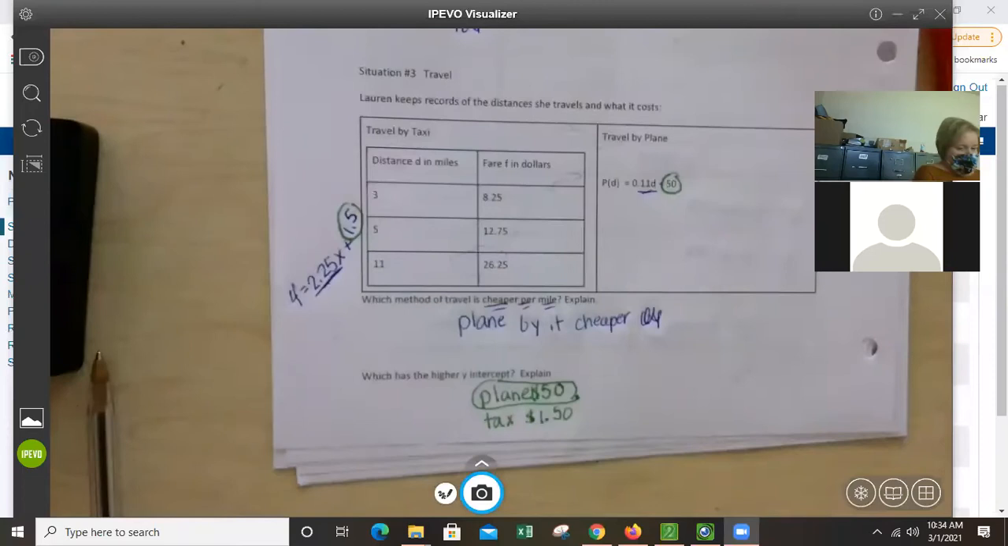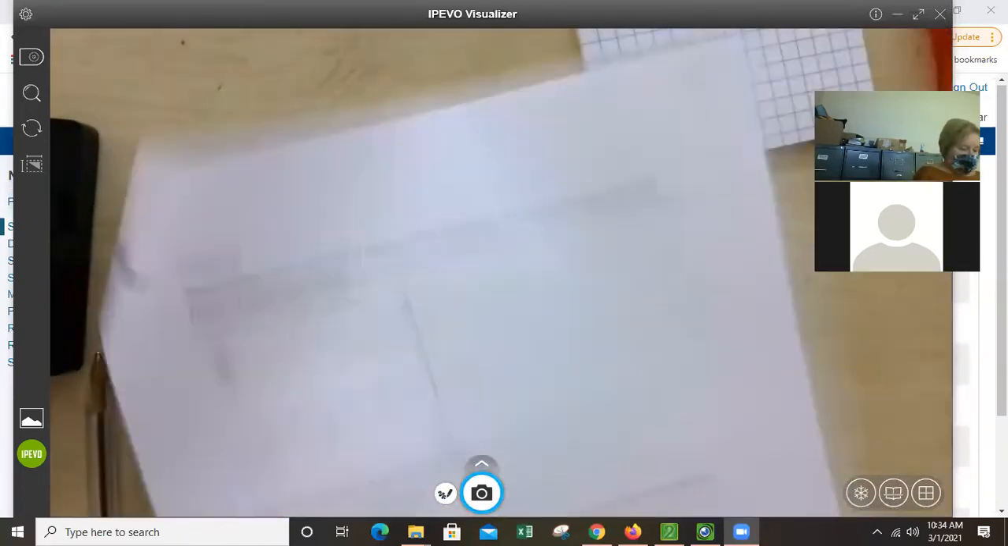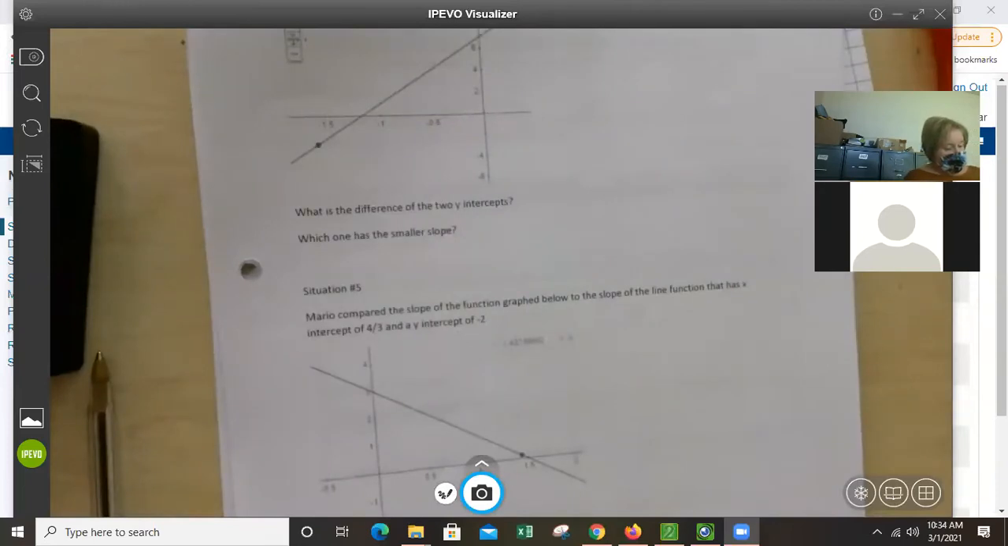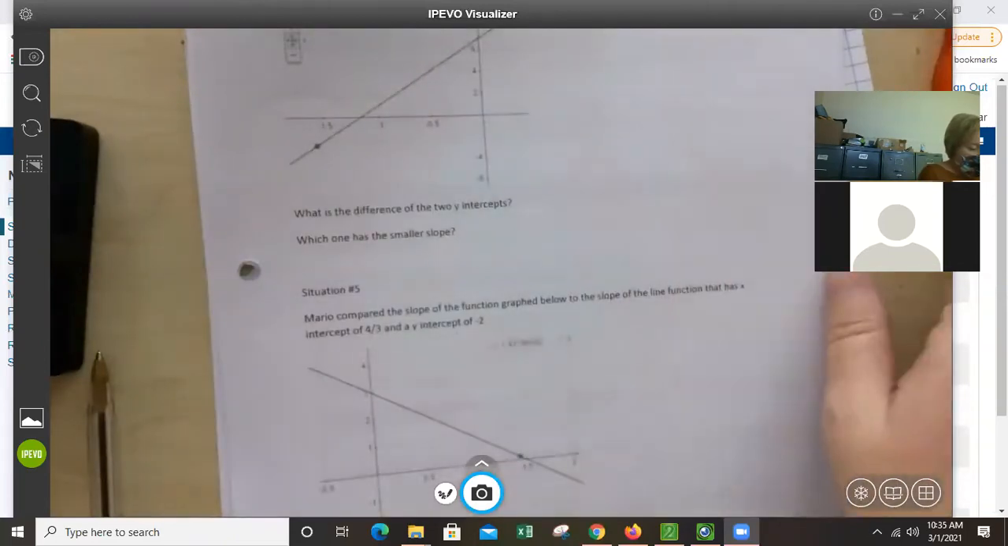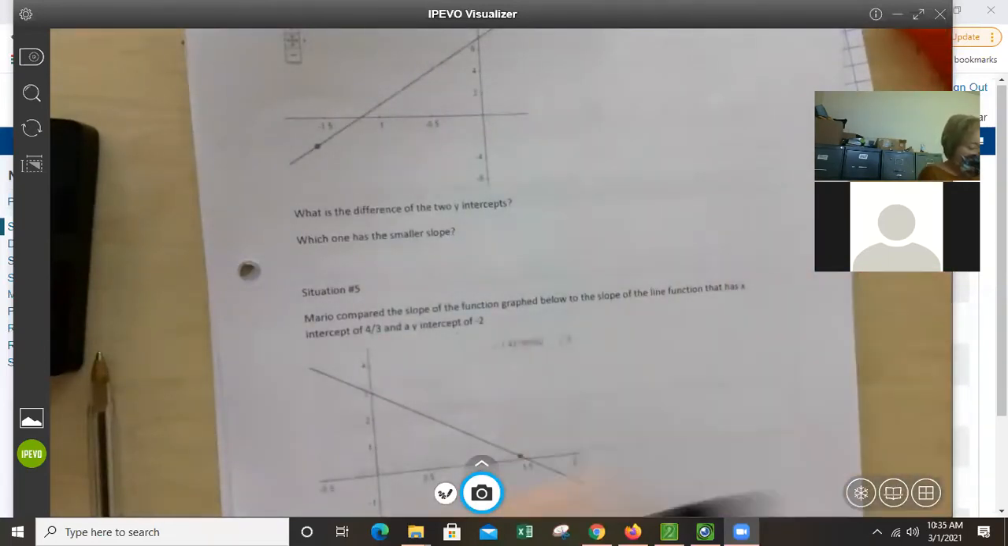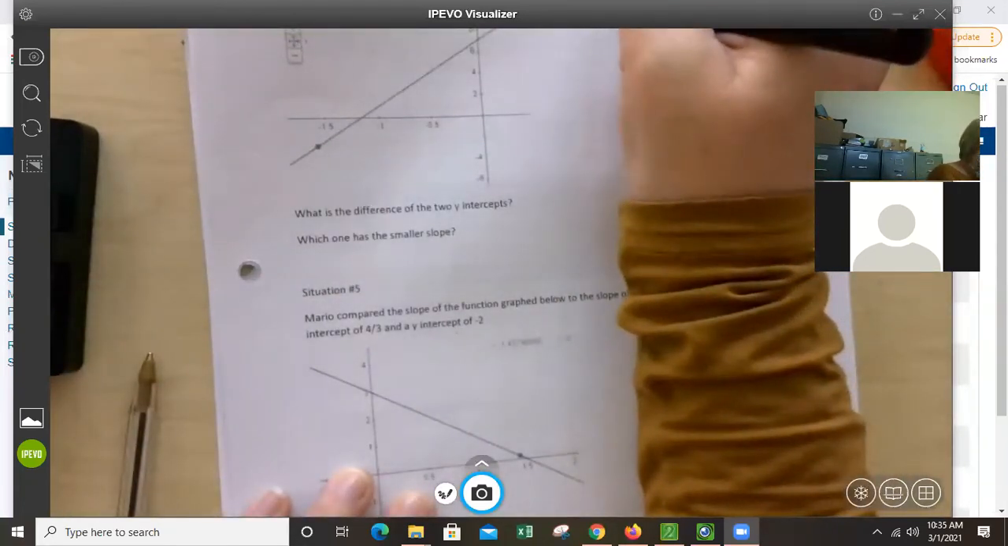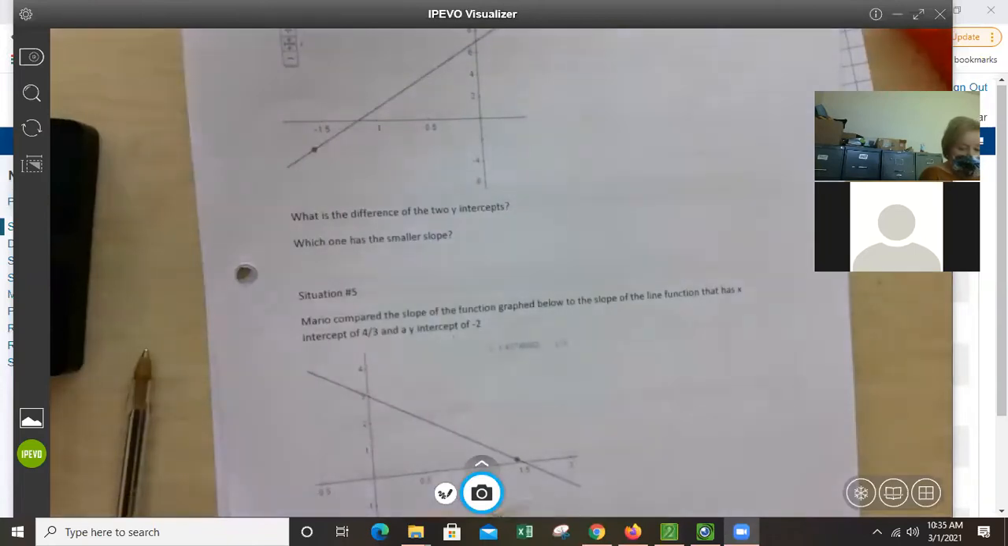Okay, let's see what we're doing next. This one says, Dennis compared the y-intercepts of the graph of the function f of x equals 3x plus 5 to the y-intercept of a linear function of the graph below. So here is one function right here. To find the next one, we have to find some points, okay?